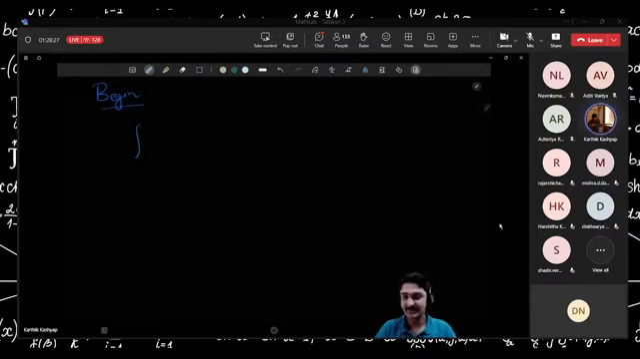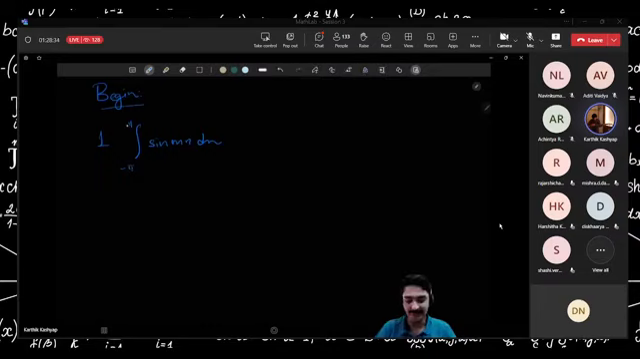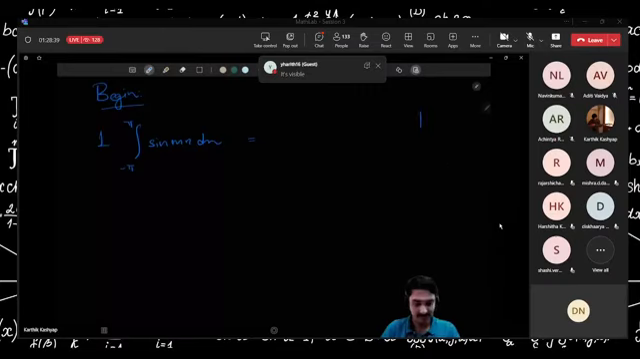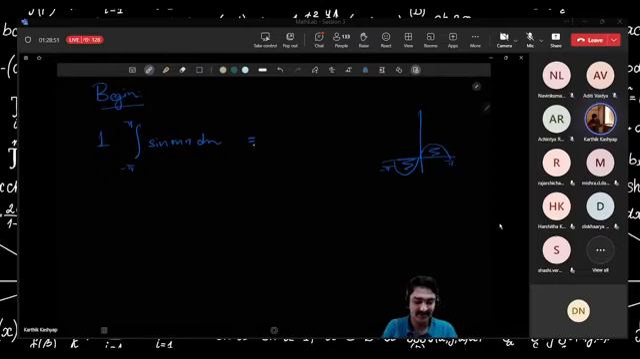So starting with the first property, we need to find the integral of sine mx dx from minus pi to pi. So this we can say is the area of sine over minus pi to pi. This is the sine function, right? And this is minus pi to pi. So we can say that the net area will be 0. It's pretty straightforward from JEE. So we can say that this integral will be 0. And at m equal to 0, the sine is itself 0, so the integral is 0 again. So we can say that this integral is 0 for all m values.